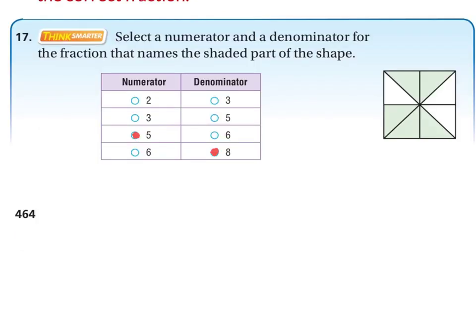The answer to number 17 is 5/8. This is set up a little bit different. You needed to select the numerator in this column and then select the denominator in this column. When we look at the shape, we're looking at the shaded parts, not the unshaded parts. So we have 1, 2, 3, 4, 5. That's the numerator. Out of 6, 7, 8.